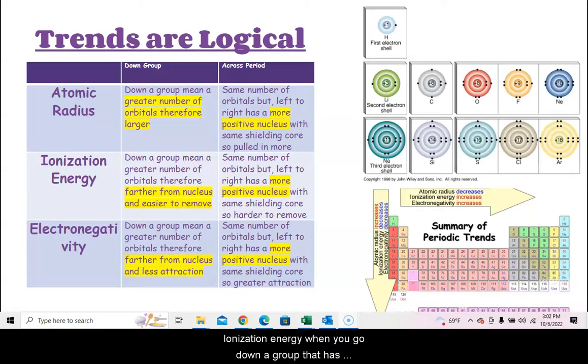For ionization energy, when you go down a group, it has a greater number of orbitals, therefore farther away from the nucleus. It's easier to remove when you're farther away. Same idea as being farther away and not being watched by your parents. The same number of orbitals, but left to right across periods, so it has a more positive nucleus. So again, it pulls it in tighter. Electronegativity is almost the exact same as ionization energy because it's the exact same trend.